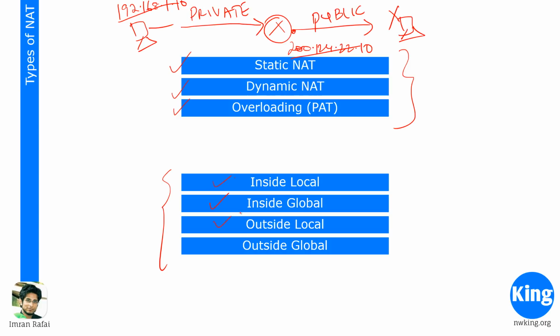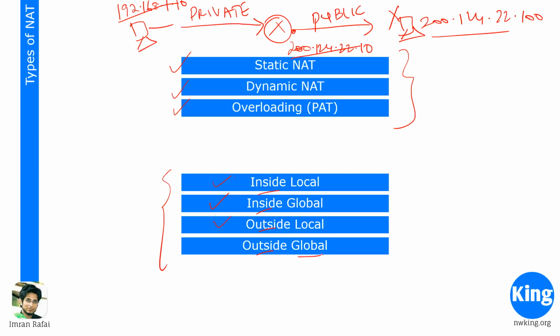Outside local, the outside, is referring to the destination. So just remember, inside is referring to source and outside is referring to the destination. So outside local: before translation, what is the IP address of the destination device? So let's say this is 200.124.22.100. So the outside local is the same thing because that's where it wants to go before translation.